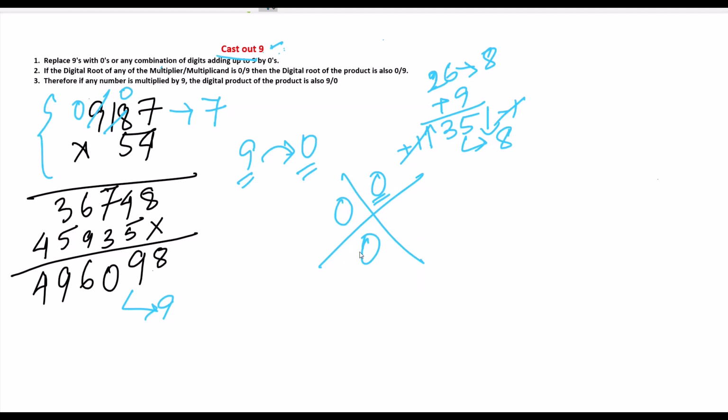Now let's apply all these rules on this sum that we have here, right? Now we can see the multiplier is 54, right? So 5 plus 4 equal to 9. So we don't have to calculate the digital root of the number above. We have to directly check whether the digital root of this number is 9 or not. That is, when this number is reduced to a single digit, whether it's 9 or not. So 4 plus 9 is equal to 13, 3 plus 1 is 4, 4 plus 6 is 10. But 10 means 1, 1 plus 9 is 10, again 1, 8 plus 1 is 9. So this multiplication is correct.